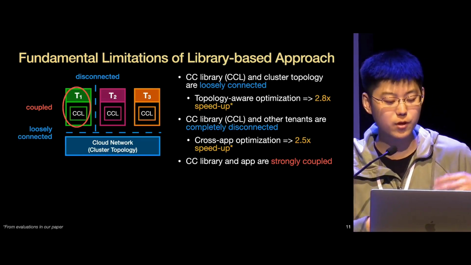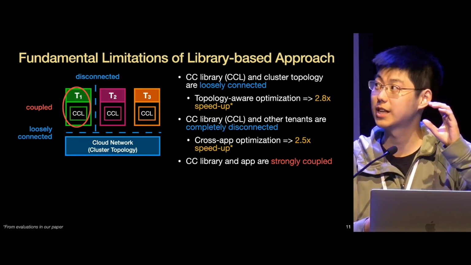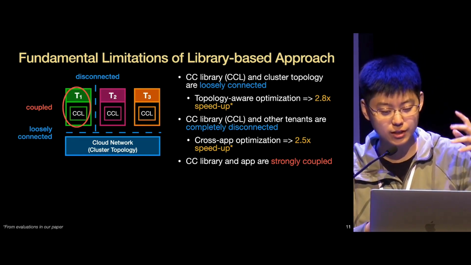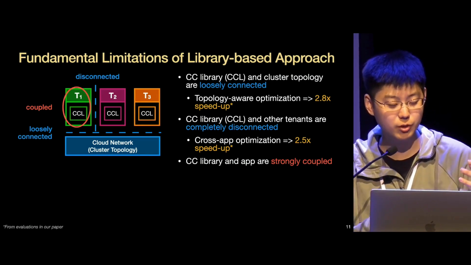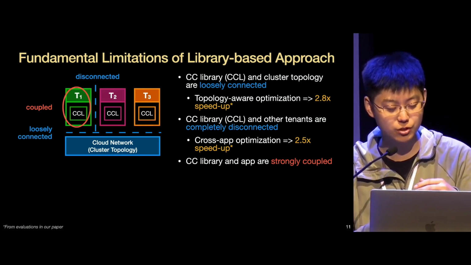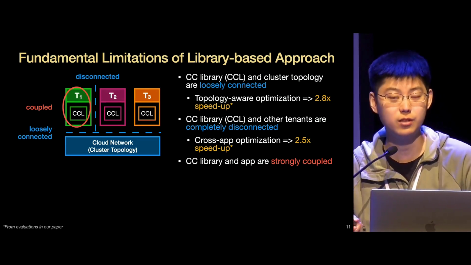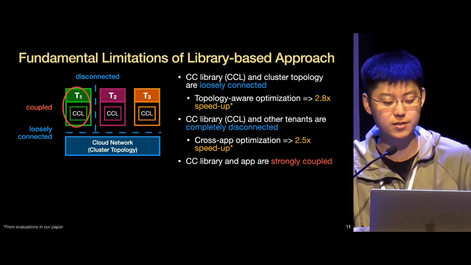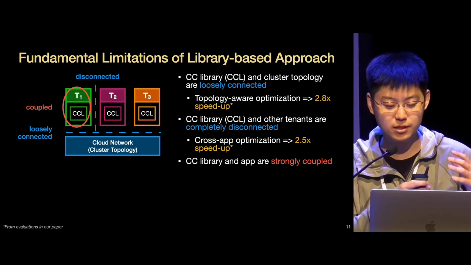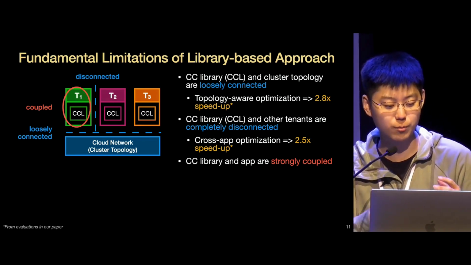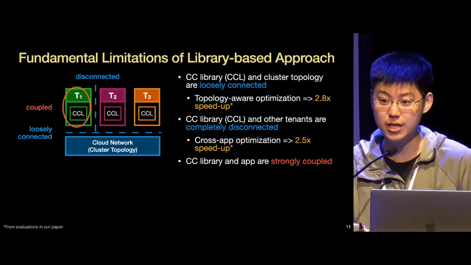So let's think about the fundamental reason for these limitations. If you look at the position of the collective communication library, it is linked and coupled with each single application. As a result, the collective communication library is loosely connected to the underlying cluster topology, because in a multi-tenant cluster, there's typically another layer of network abstraction which hides the underlying topology from the application. So it is loosely connected. And the collective communication library is also completely disconnected from other tenant applications who are also using the same collective library.